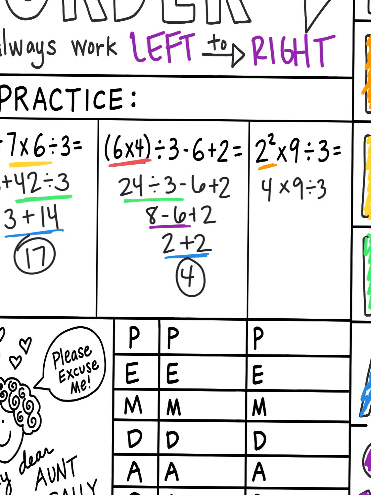So then I have 4 times 9 divided by 3. Now, do I always divide or multiply first, or do I just go left to right, whatever comes first? Left to right. So 4 times 9 is 36. And then divide by 3 is 12.